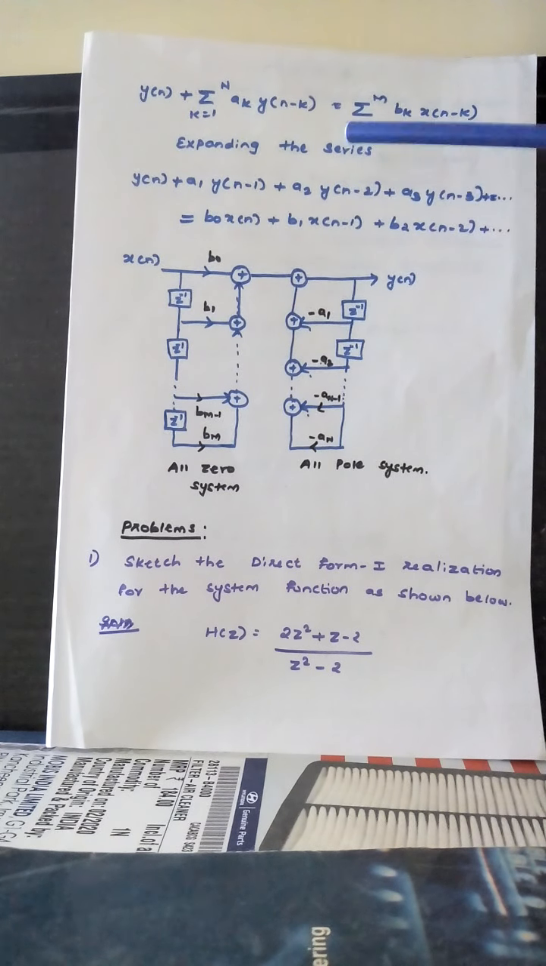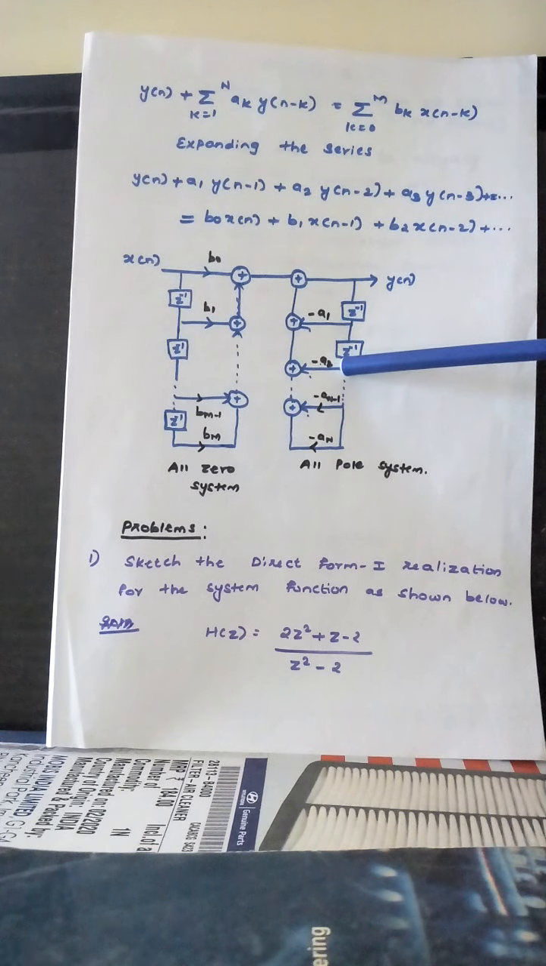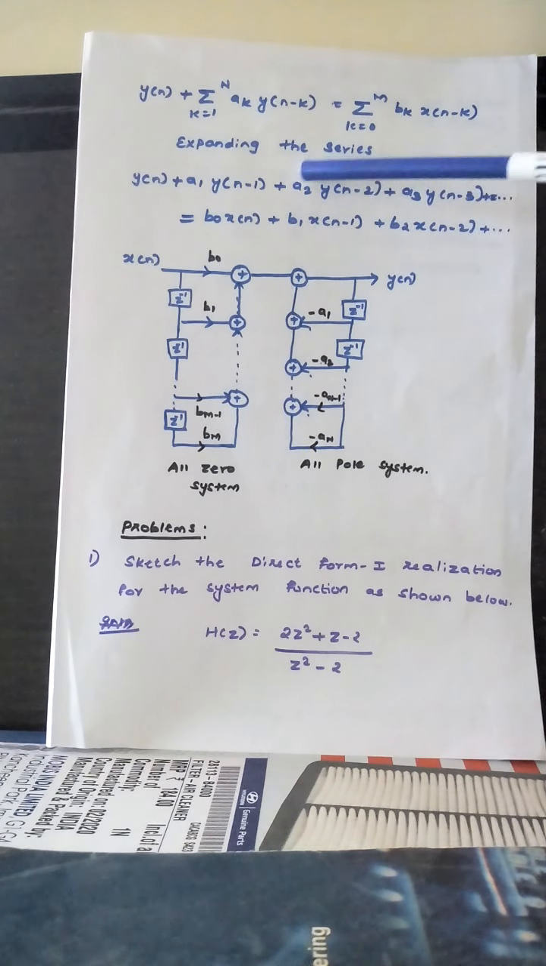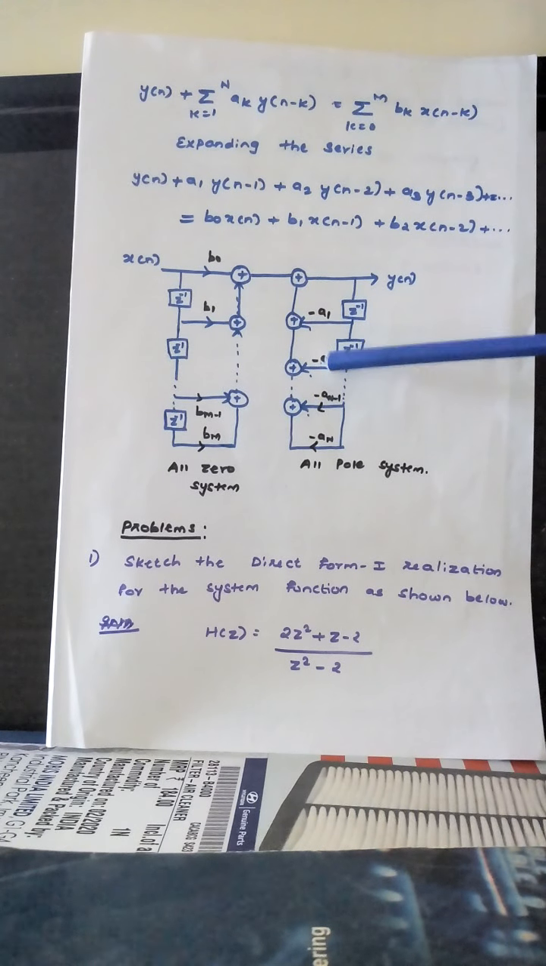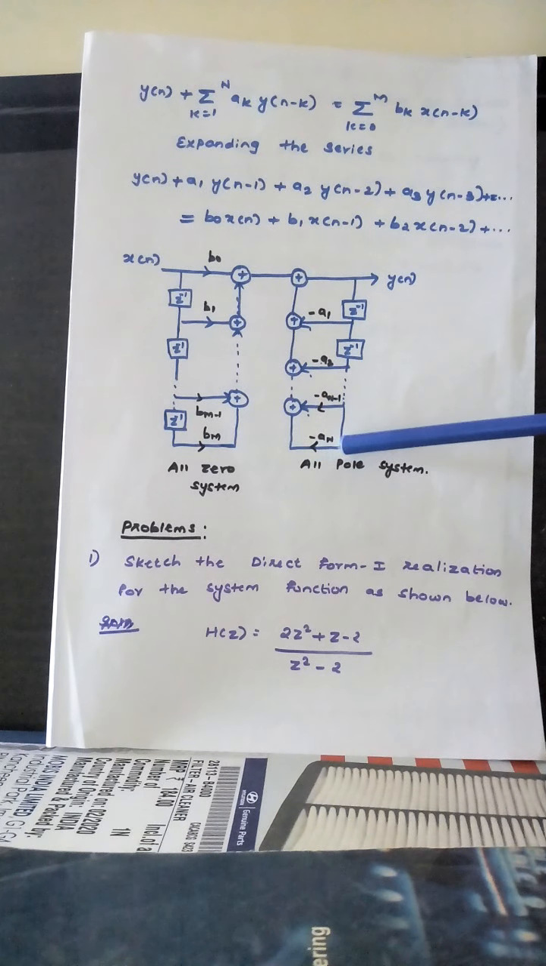Similarly, for the next term, if you want y of n minus 1, it is shifted to y of n minus 2. So again we have to put one shifting operator. So we'll get here y of n minus 2. So the y of n minus 2 is multiplied with a2. So it is positive, here you have to take it as negative. Minus a2 into y of n minus 2. Similarly, for the last term, if you are writing, we'll get minus an.